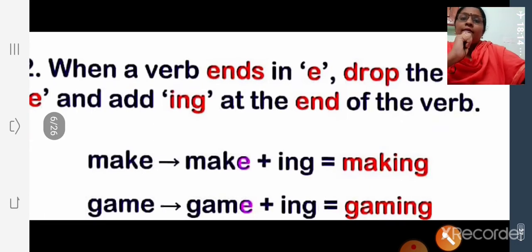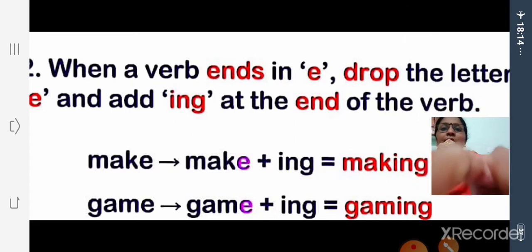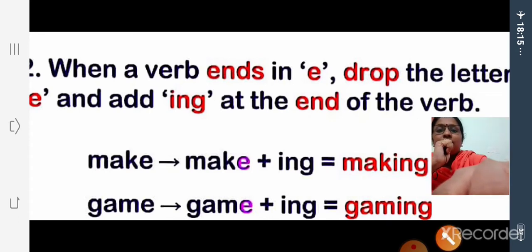Here in your textbook two rules are given. When we add ing, we have to remember these two rules. What are they? When a verb ends in E, drop the letter E and add ing at the end of the verb. So 2 points to remember when we add ing to a verb. First point is when a verb ends in letter E, drop the letter E and add ing. So that is the first rule.